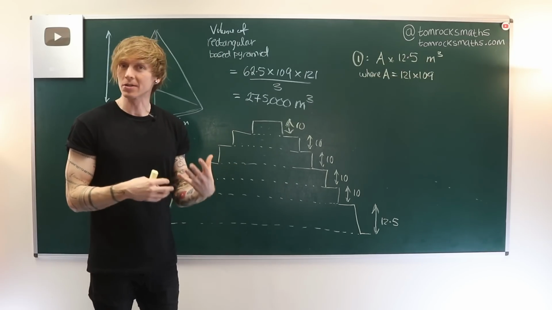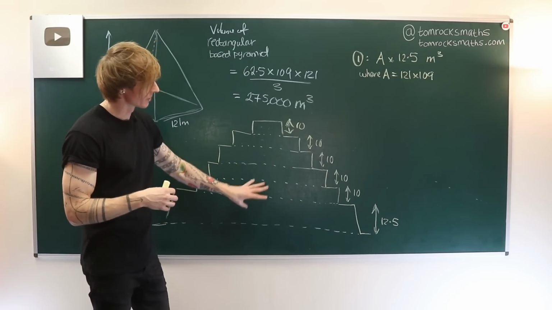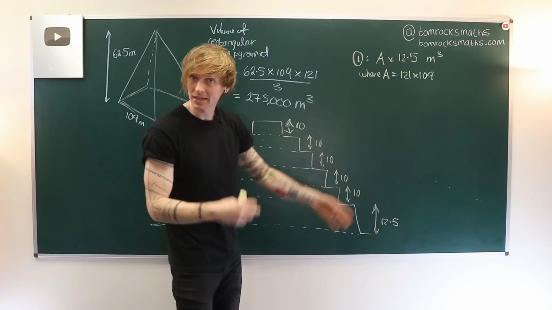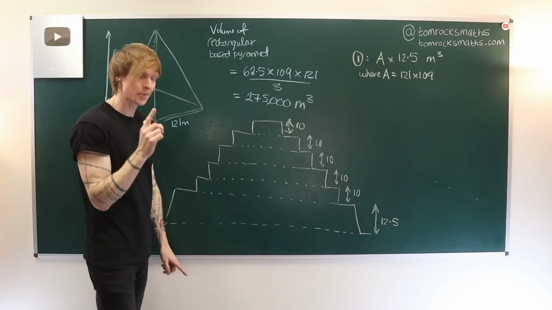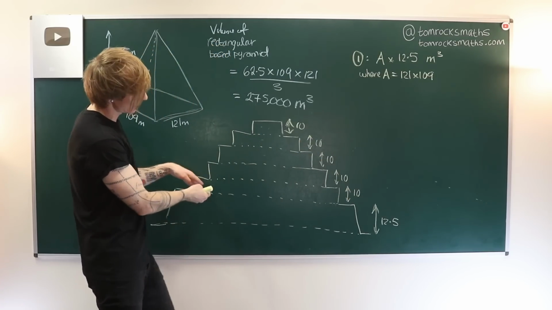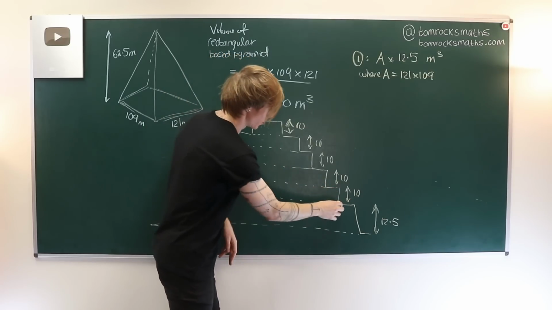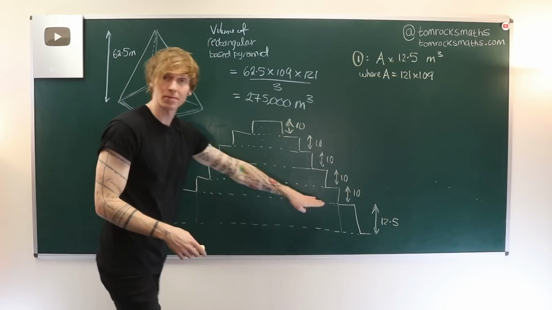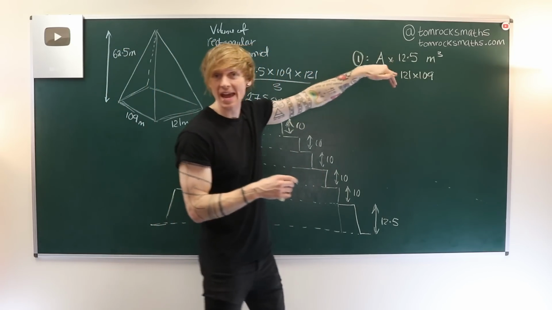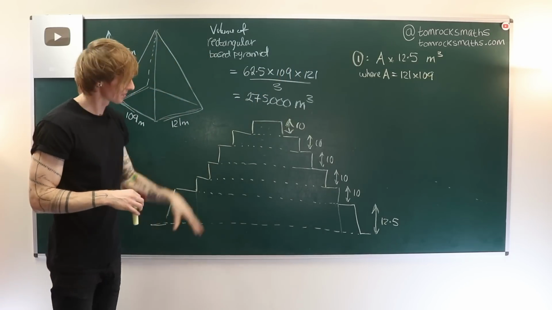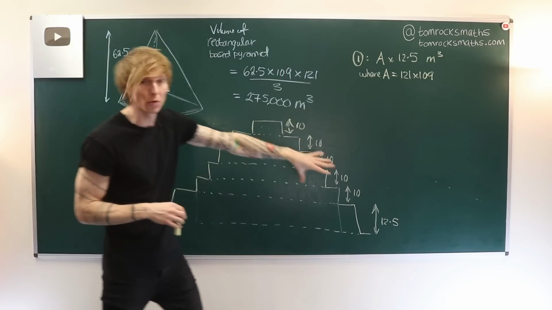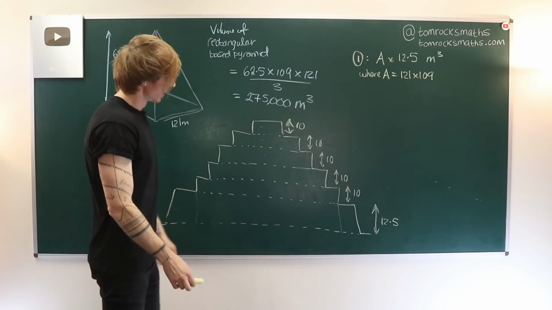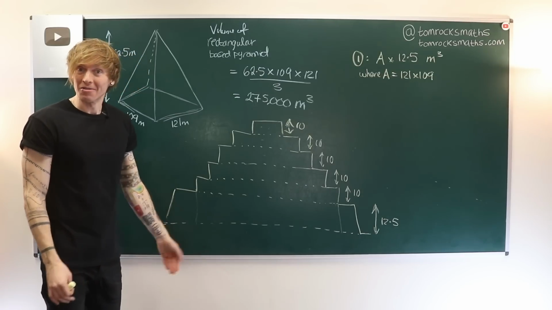Now for the second cuboid, the second level, we know the height, it's 10, but what we don't know is the size of the base. So we can see that it's smaller. It does not contain the full dimension, so we expect something smaller than A as the area of our base. And it's going to be reduced on all 4 sides. Now, how do we work this out?